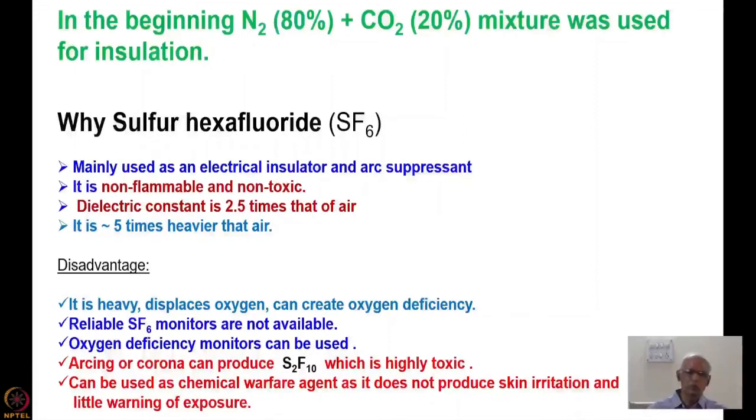People are discouraged from using SF6 now in accelerators, and that is because it can be used as a chemical warfare agent. It doesn't give skin irritation. It is inert. Suppose somebody uses it in chemical warfare, people will not know that it has been done, and there is little warning of exposure. Because it doesn't give any skin irritation, it does not give any warning, and you will not even know that SF6 has been used. So since it can be used internationally, there is a move that it should be completely banned from usage in accelerators. So this is what I feel.